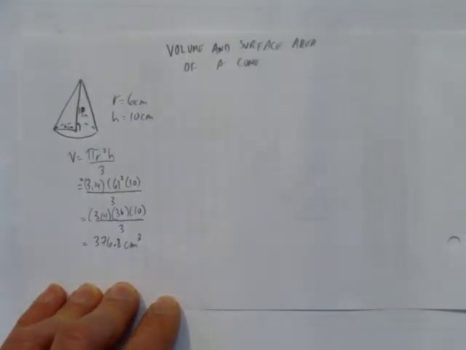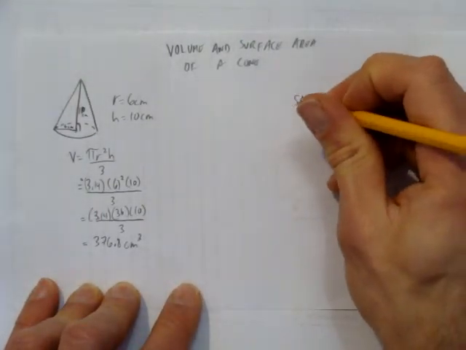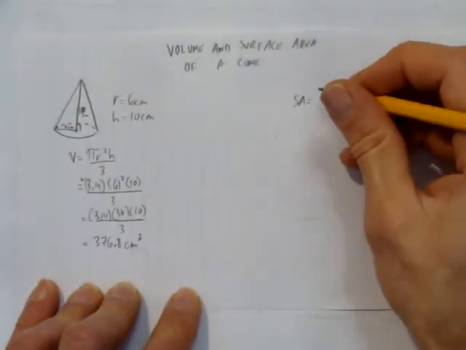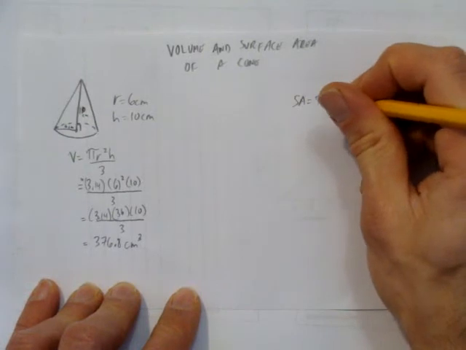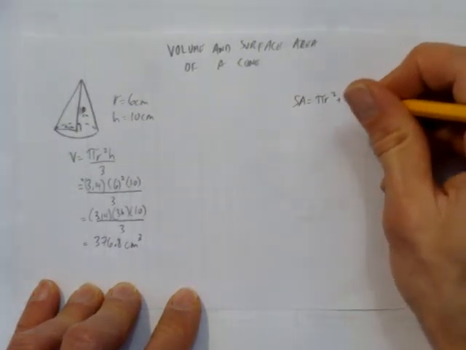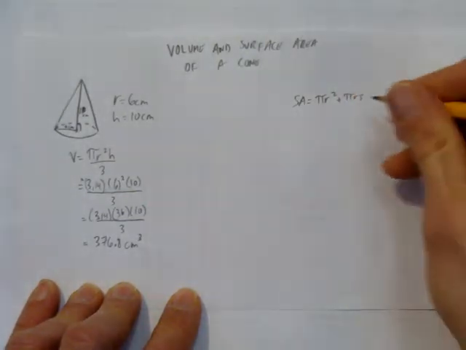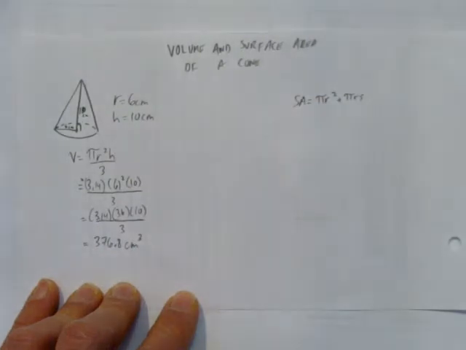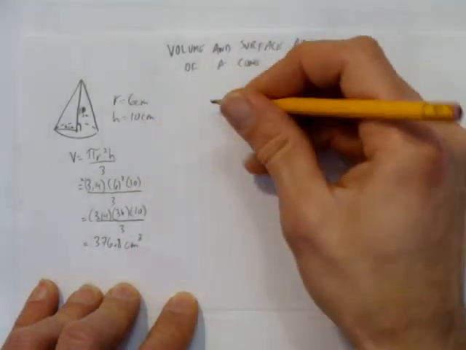But when we go to calculate surface area, you'll notice that the formula, take a look at your formula sheet, has a piece missing that we don't have yet. The formula is pi r squared plus pi r s. And that s is this slanty side, the diagonal side of the cone. We don't know what that is yet, but no problem, we can easily calculate it.